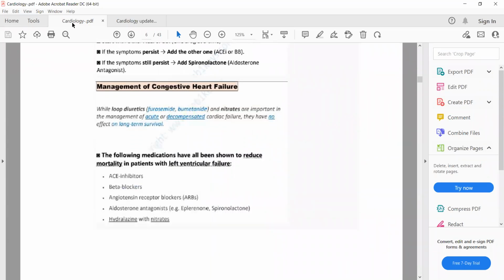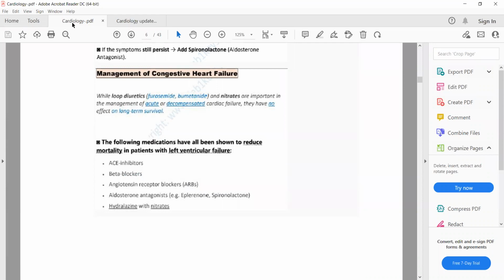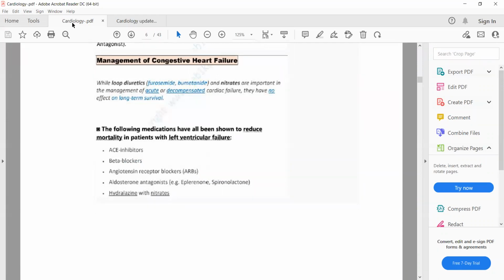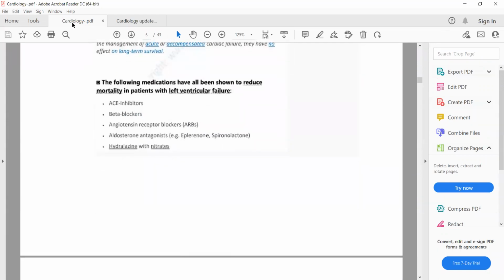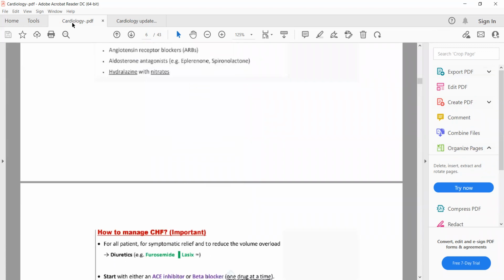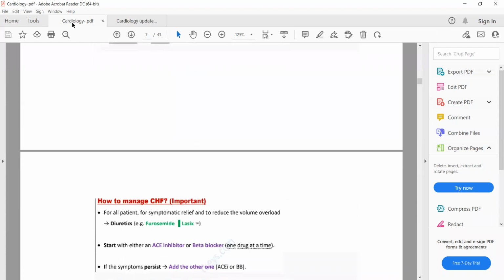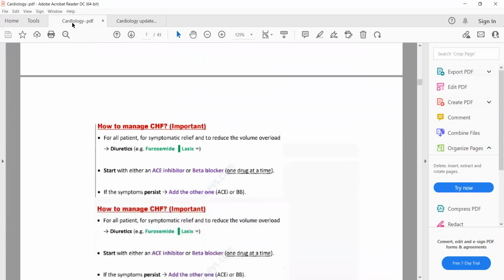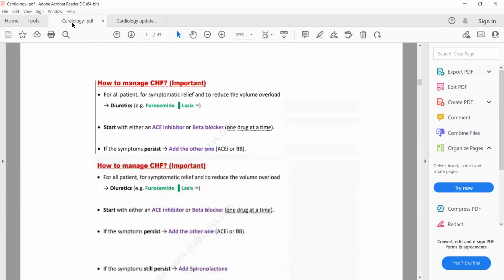So we are done with the second immediate complication of MI. The first one was ventricular tachyarrhythmias, and the second one is heart failure. Now we know how to manage ventricular tachyarrhythmias and heart failure, acute heart failure and chronic heart failure.